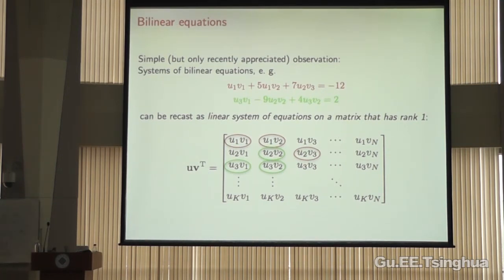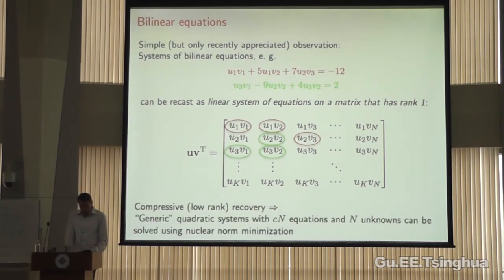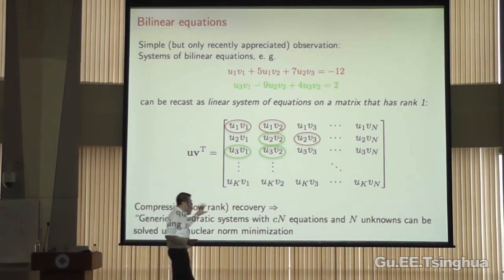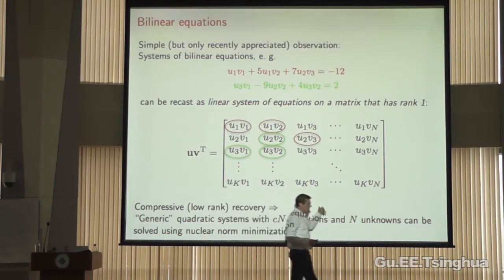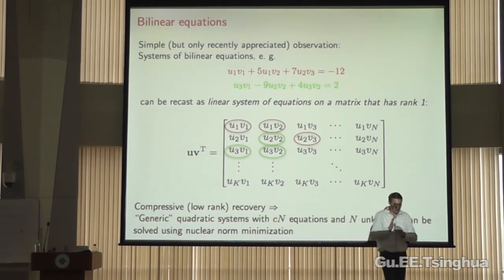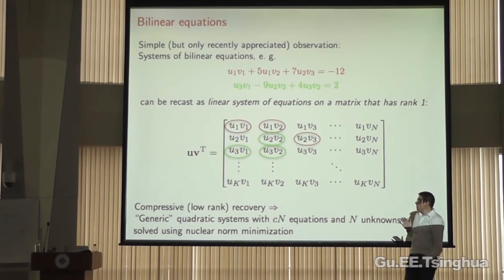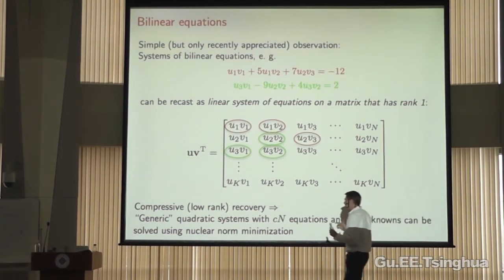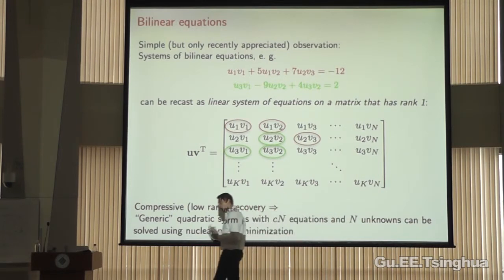Well, it's rank 1. And now that we have this whole idea of low-rank recovery, with linear equations on a rank 1 or low-rank matrix, we know exactly what to do. We know effective ways of solving them already: use nuclear norm minimization. One way you can interpret these results for compressive low-rank recovery: if I have a random projection of a rank 1 matrix, I know I can recover that rank 1 matrix in something like K plus N measurements.